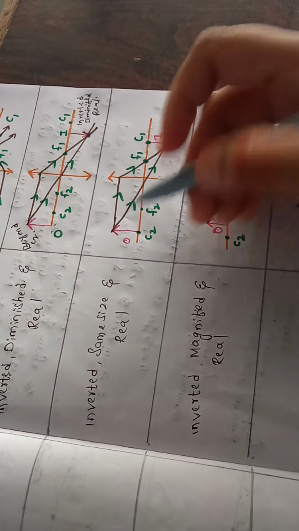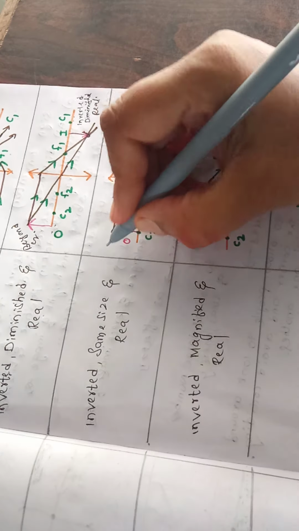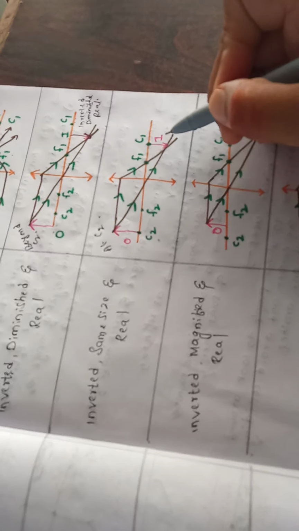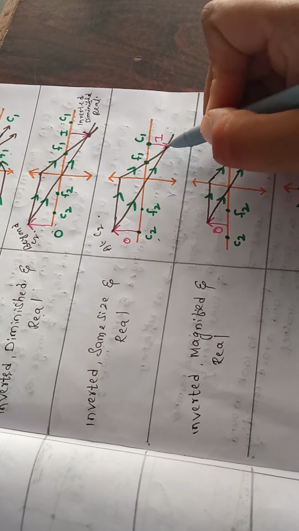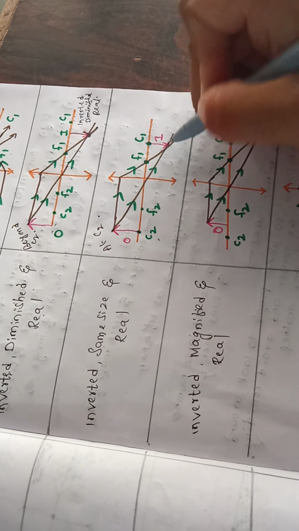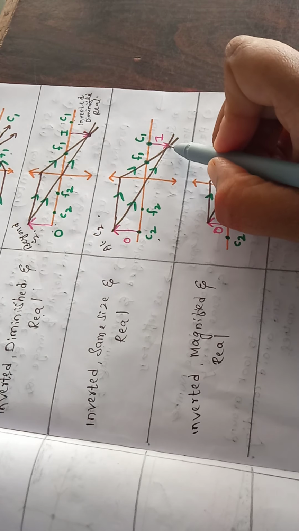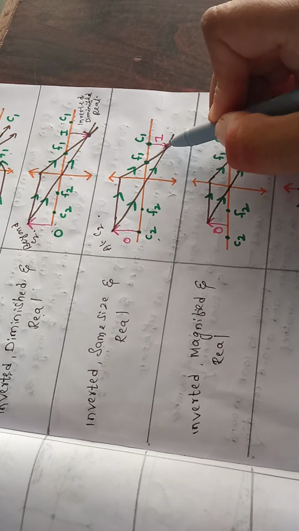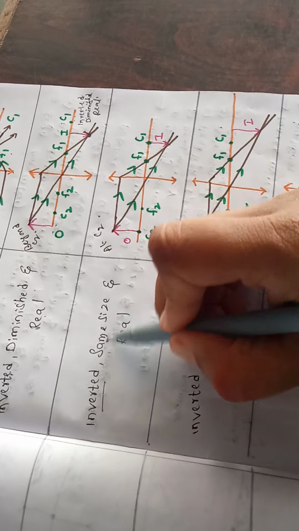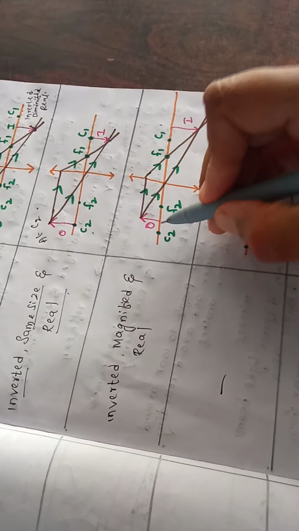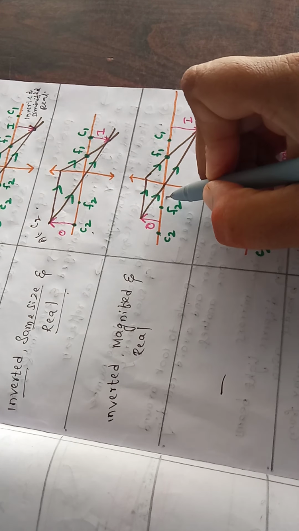Right? Now next, case 3. Now here the object is placed at C2. Now where is the image formed? Image is formed on C1. These are the incident rays and these are the refracted rays. Now here the image is inverted and it will be of the same size as that of the object and is real. Right? Now the next case, here the object is placed between C2 and F2.